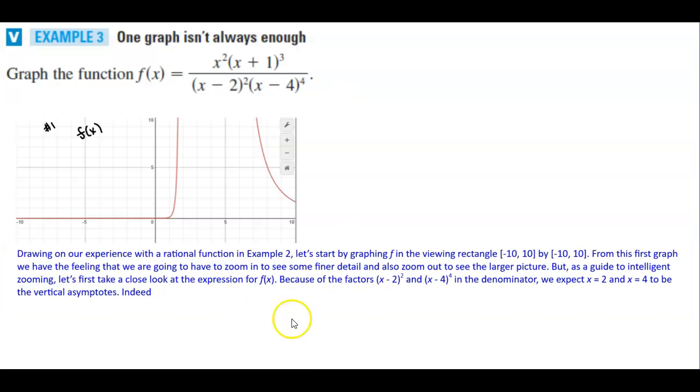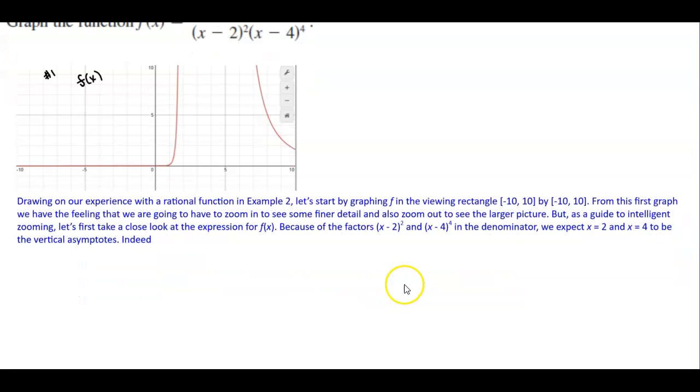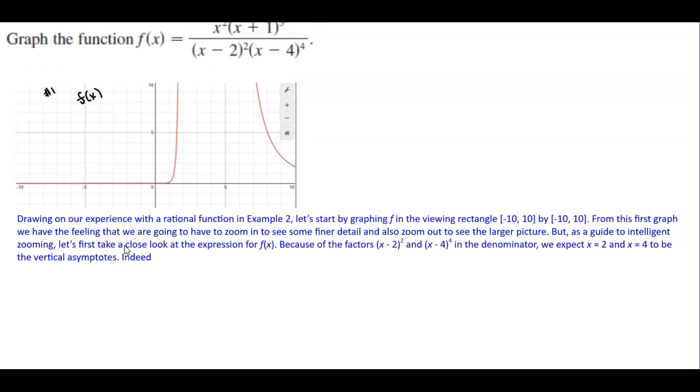When we look at that, from this graph again, we see that we're going to have to zoom in a little further. But because of the factors x minus 2 squared and x minus 4 to the 4th power in the denominator, we would expect x equals 2 and x equals 4 to be the vertical asymptotes. So let's check. We want to take the limit as x approaches 2 of x squared times x plus 1 cubed over x minus 2 squared times x minus 4 to the 4th.